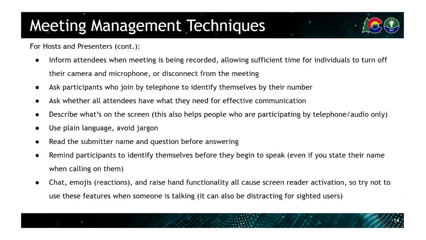And then ask participants who joined by telephone to identify themselves. Of course, their number comes across, but if they can't identify themselves, so we know who's in the meeting, that is a great tactic as well. Ask whether all attendees have what they need for effective communication.